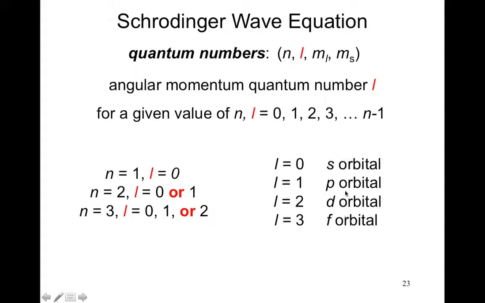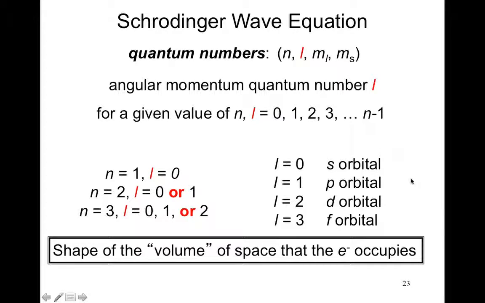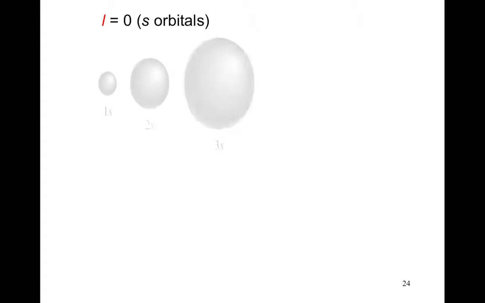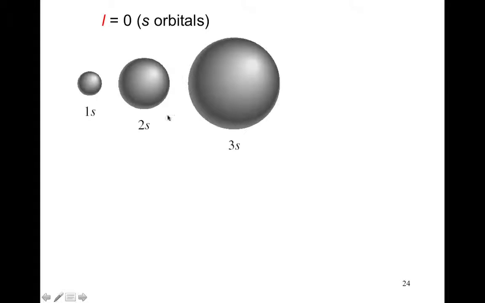So it gives us an idea of the shapes we're going to get for our regions of probability where we're going to find an electron. The L, the angular momentum quantum number, basically tells us the shape of the volume of space that we're going to find this electron in. And so S is like a sphere. It's just pretty much going to be a circle if L equals 0.